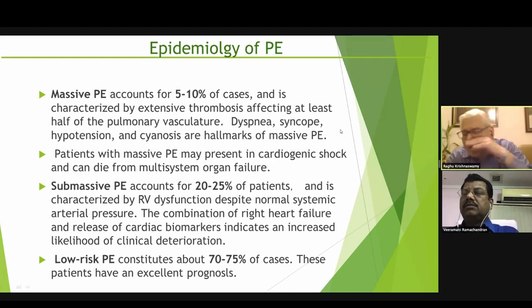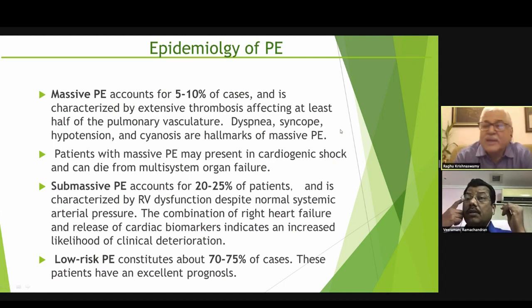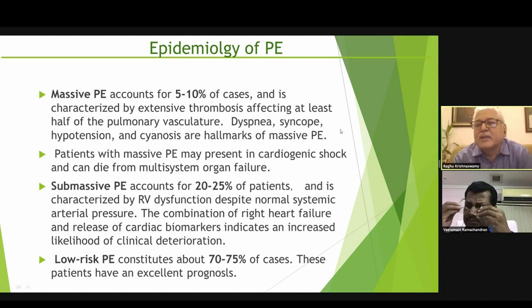Now, I didn't show you that slide, but in this age group, patients who are thrombolysed have a higher degree of survival, but at the expense of a higher degree of bleeding. So currently, what is being done in such a situation is possibly using catheter-directed thrombolysis. That is, you put a catheter in the left pulmonary artery and the right pulmonary artery.